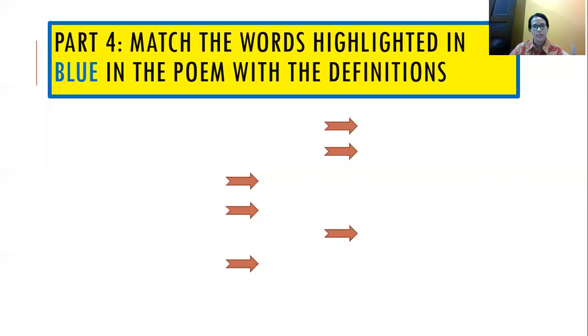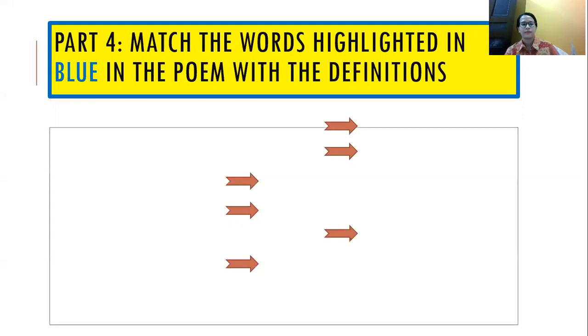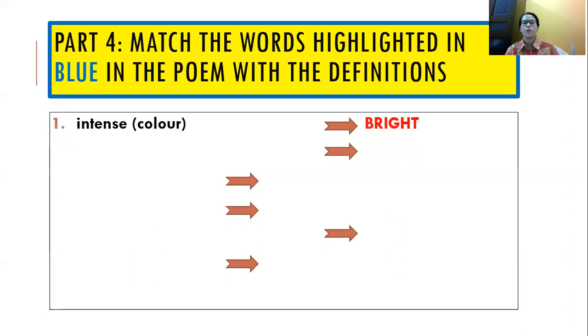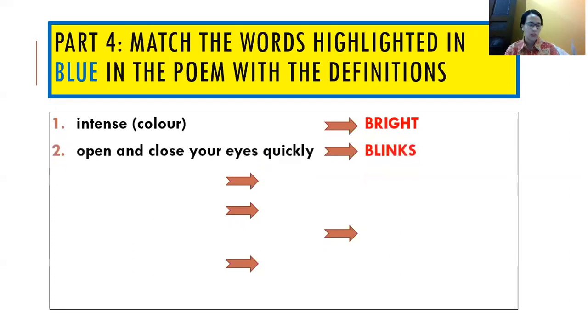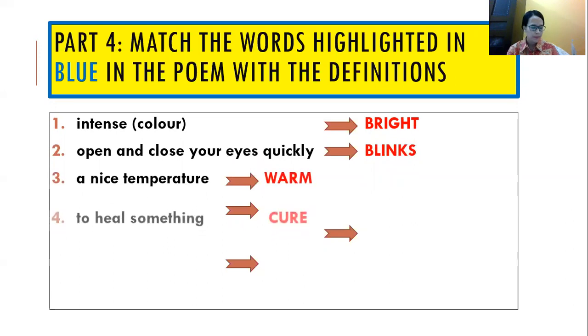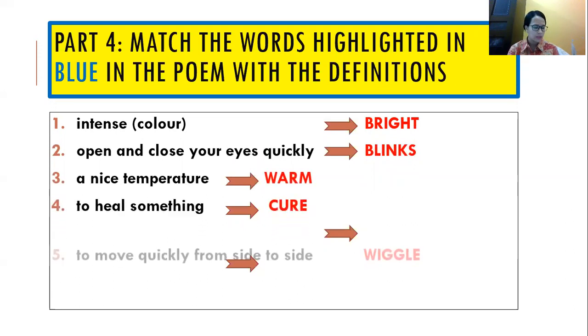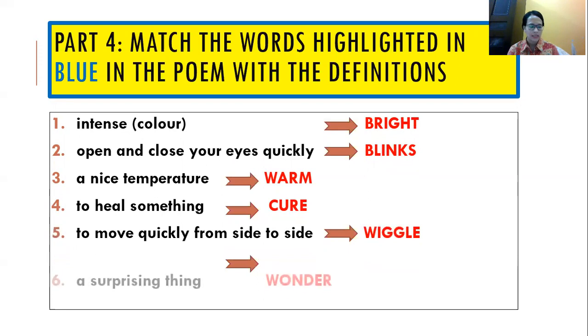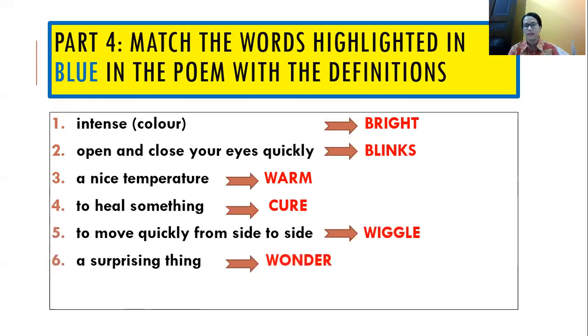Now match the words highlighted in blue in the poem with the definitions, in part 4. Intense color: bright. Open and close your eyes quickly: blinks. Nice temperature: warm. Kill something: cure. Move quickly from side to side: wiggle. And the last one, surprising thing: wonder.